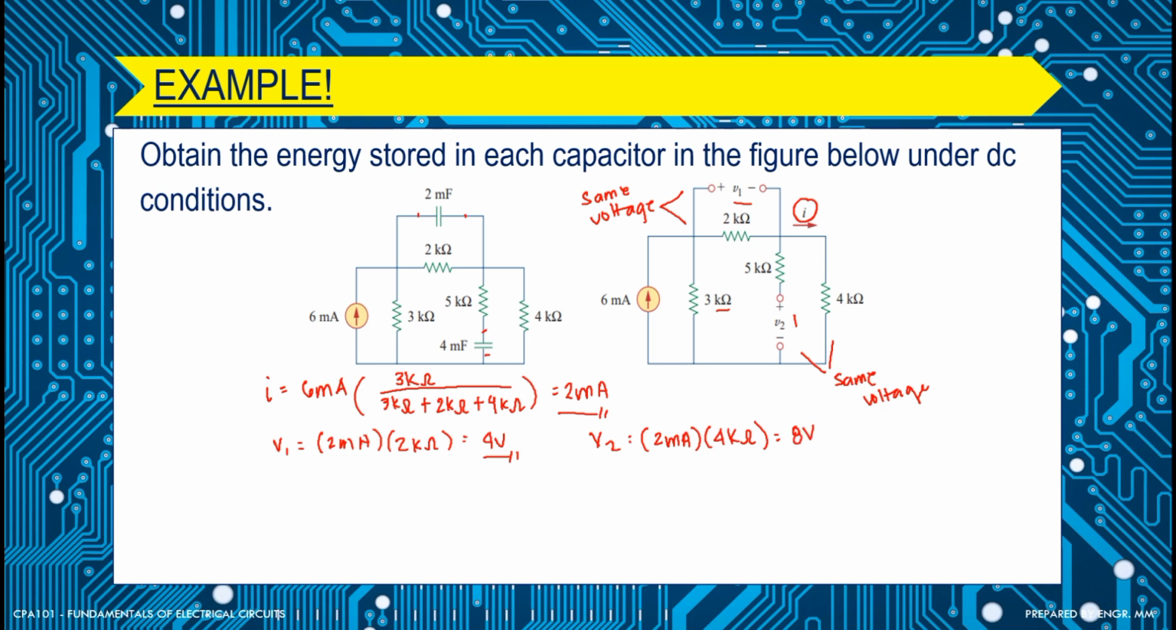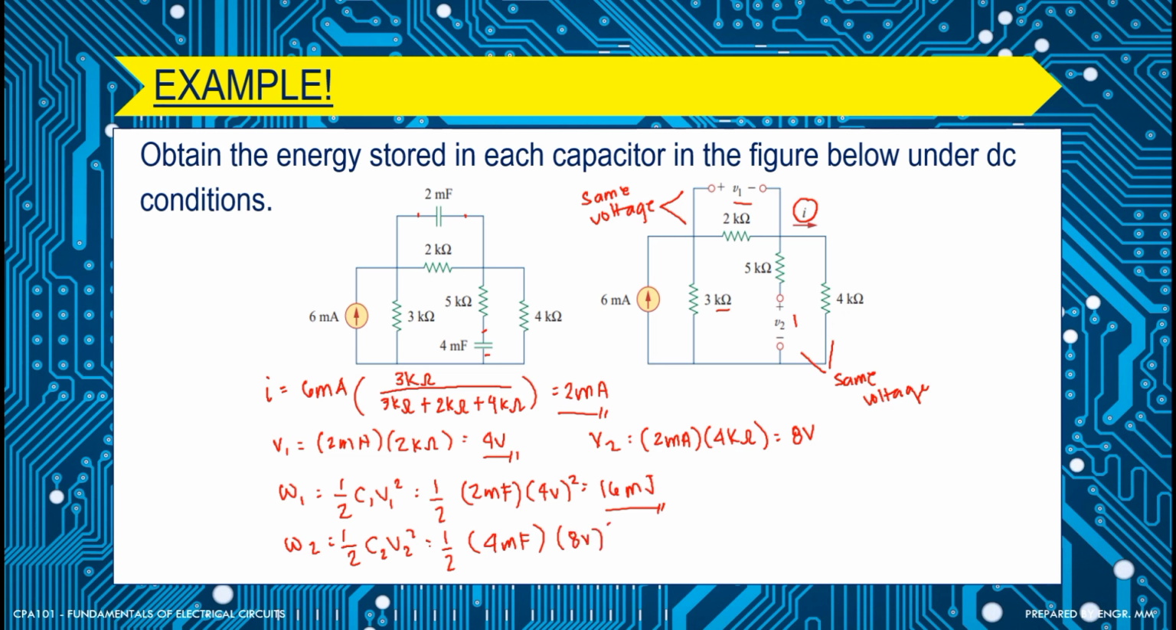Now solving for the energy stored in each capacitor, we have omega 1 is equal to 1/2 C1 V1 squared. That is equal to 1/2, our capacitor here is 2 millifarad, then multiplied by 4 volts squared, that is equal to 16 millijoule. For omega 2, same formula. So 1/2, our capacitor is 4 millifarad, then our voltage is 8 volts, squared, then we have 128 millijoules. So that is our answer.